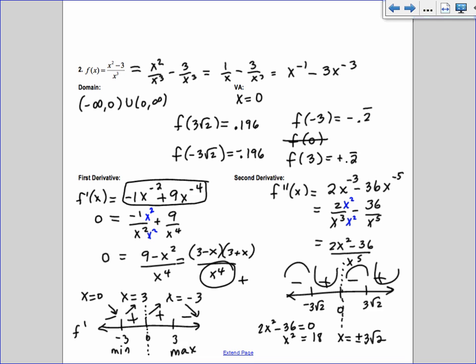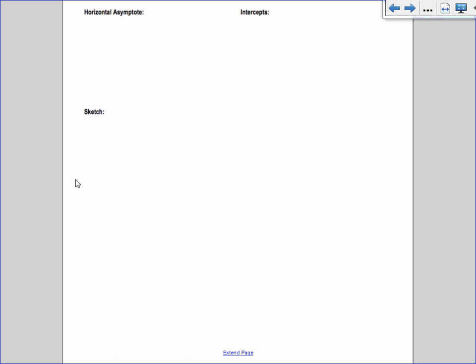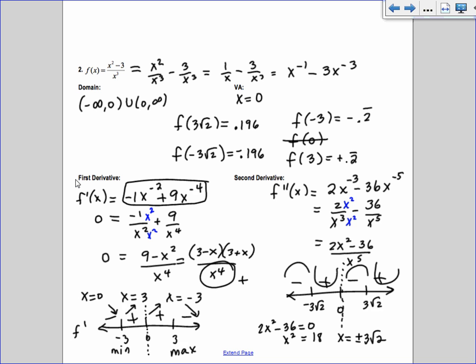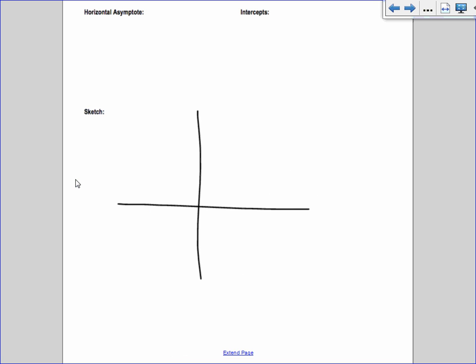I don't know if I have enough room. Oh, man, I got to go to the next page. Got to remember all these numbers. So my sketch: the -3 is a min, so it's -3 comma -0.2. So that's a min. And then I have basically the opposite, 3 comma positive 0.29. That's a max.